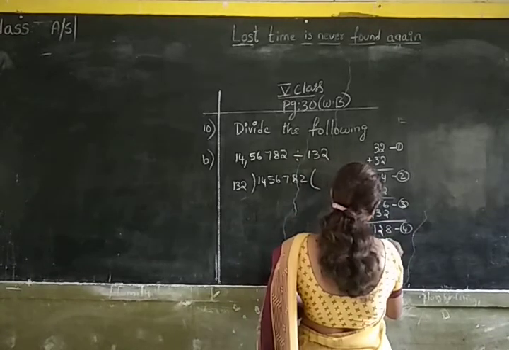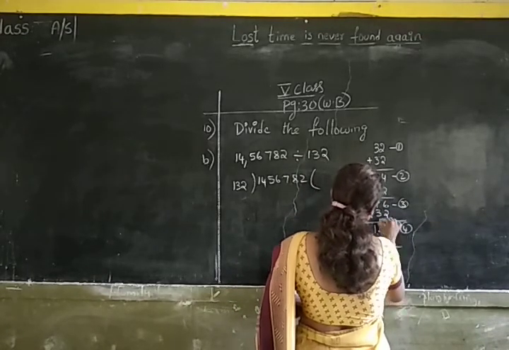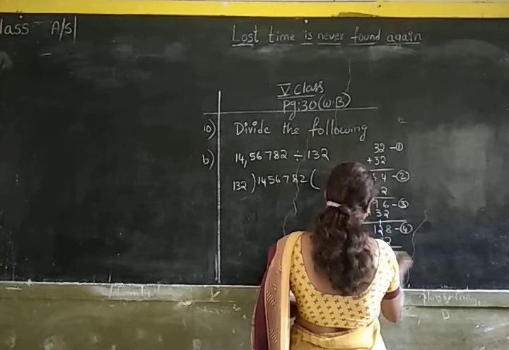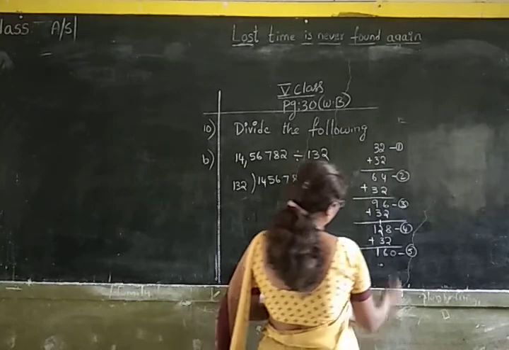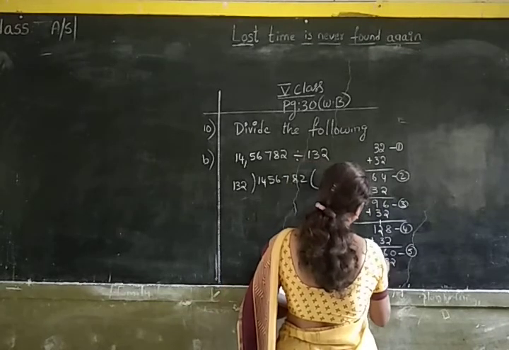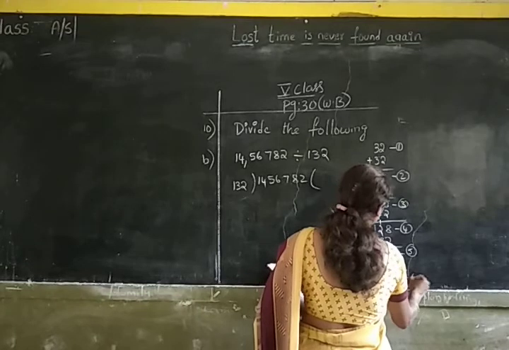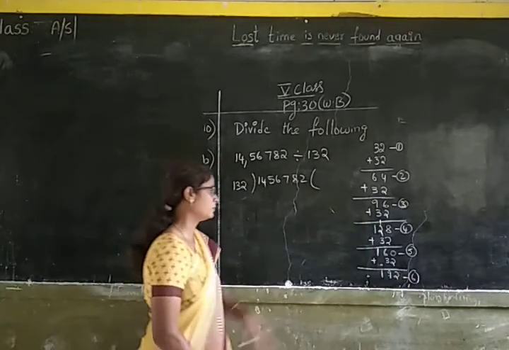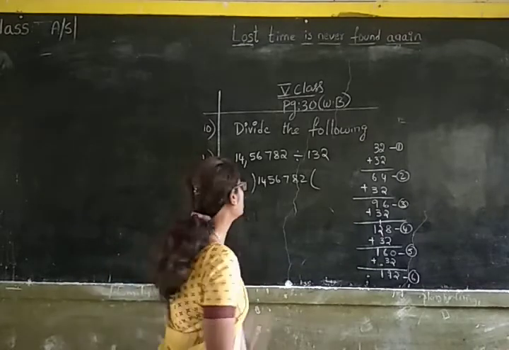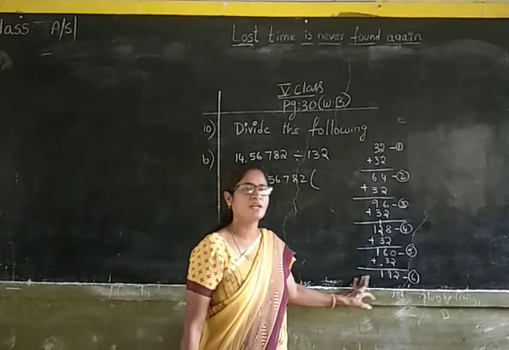32 fours are 128. 32 fives are 160. 32 sixes are 192. Here I have taken only 6 steps. So let us do the division. If these 6 steps are not enough, we can write the remaining steps.